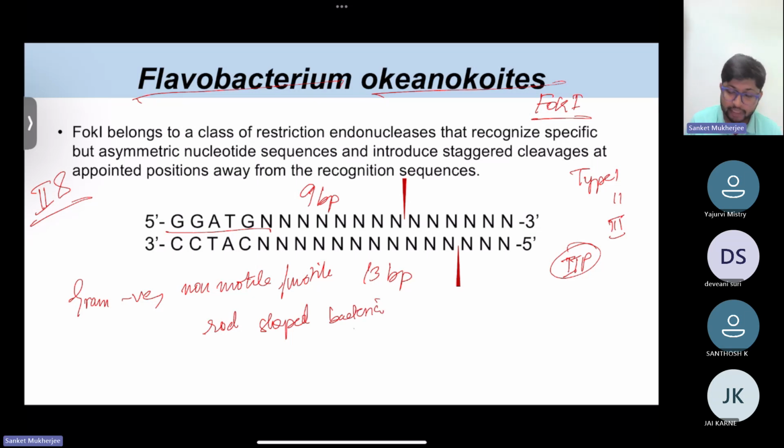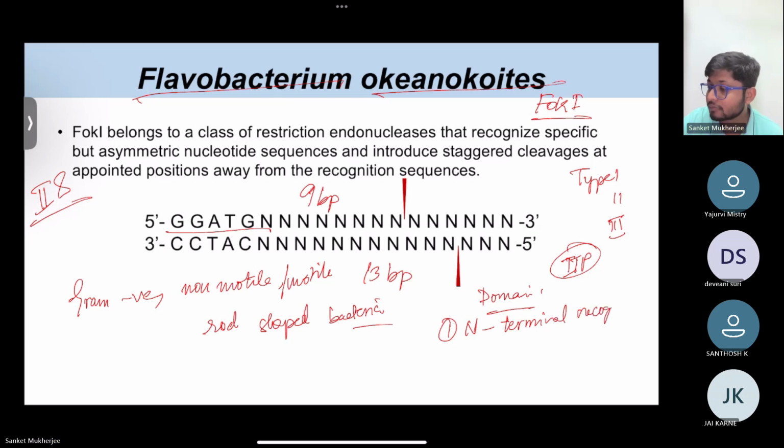Okay, from where we get this enzyme. And then, as we already discussed, it's a type 2S restriction enzyme. It has two distinct domains. One is the recognition domain. It has the N-terminal domain. As you know, any protein has the N-terminal and the C-terminal based on the amino acid structure. We already know that. So the N-terminal domain is the recognition domain. So N-terminal recognition domain. And then there is the C-terminal cleavage domain.